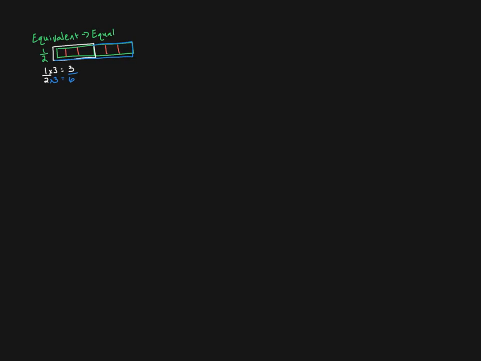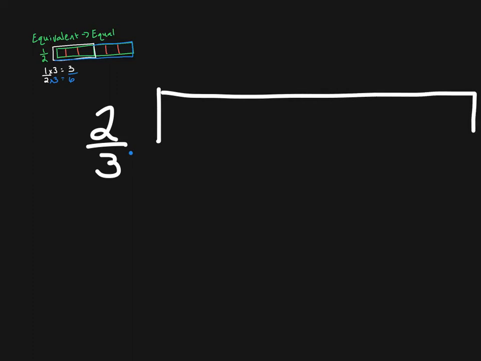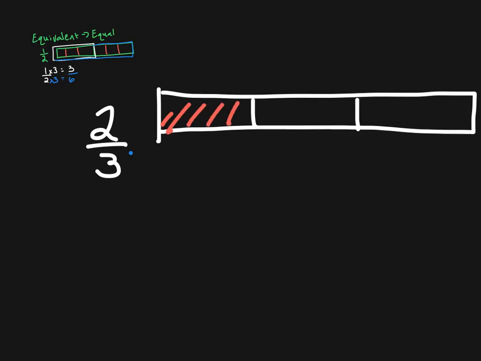So let's look at another one. So if I had 2/3, so when I'm looking at my thirds, if I'm looking at 2/3, that means I've got this much. So 2 out of 3 pieces.